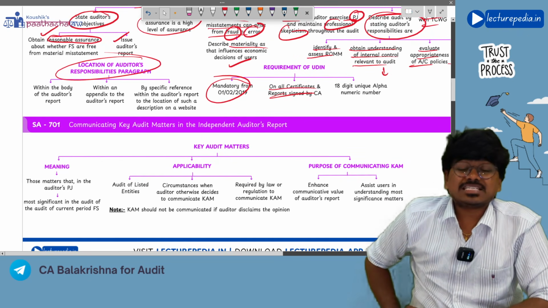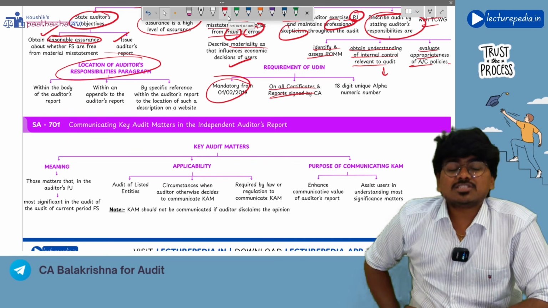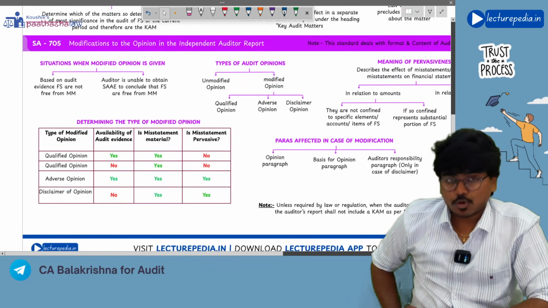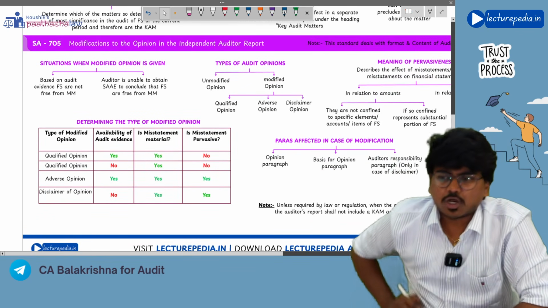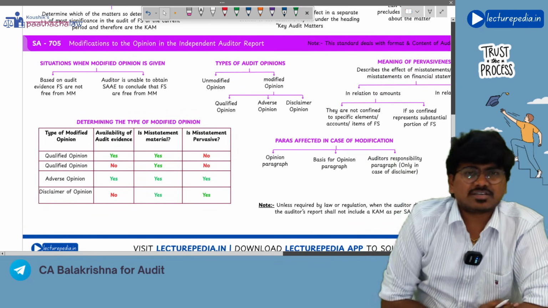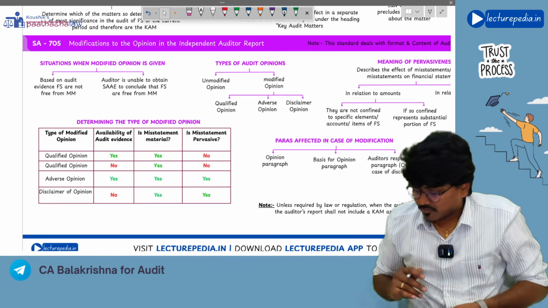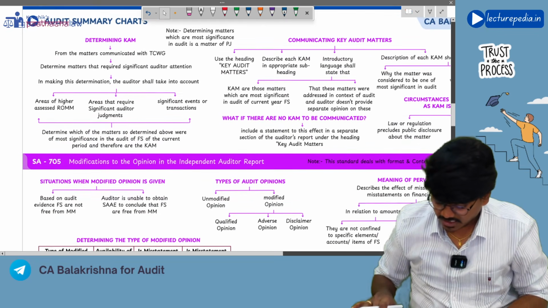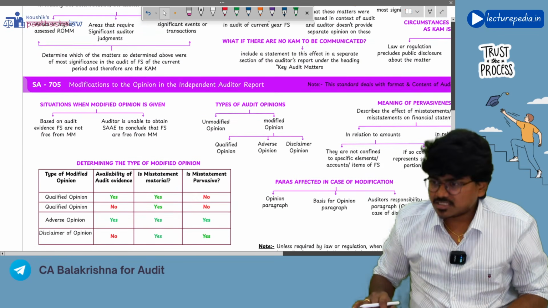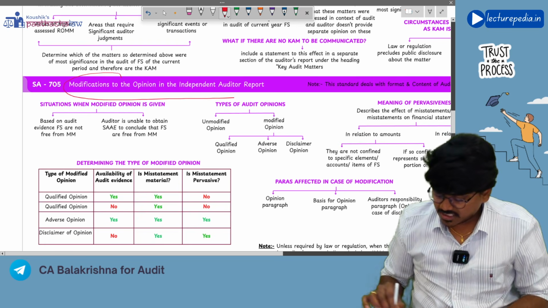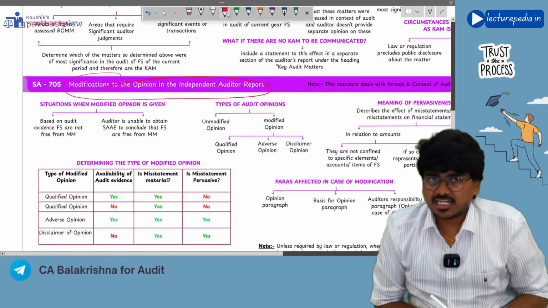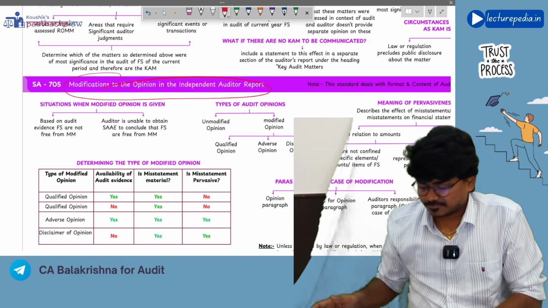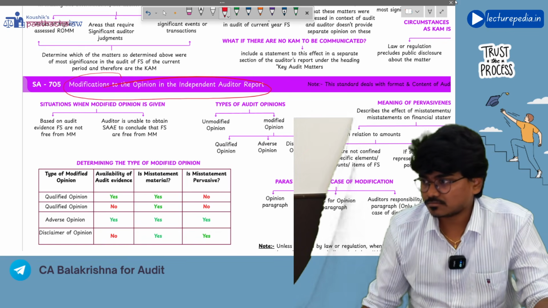Now we will move to SA 705, which deals with the format of the audit report in case of a modified opinion. After discussing 705, we will go to SA 701. First of all, what is the name of SA 705? Modifications to the opinion in the independent auditor's report. So we will see what are the, just a second.